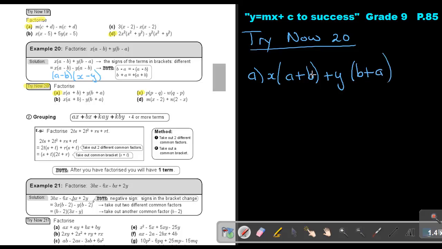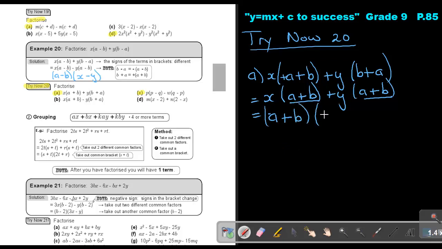Oh, don't let it catch you out. This is positive a, this is positive a. This is positive b, this. You don't have to change. If you really want, it's not necessary, but if you really want, you can just swap these two. Because if it's positive, it's not going to change. So then I take out that bracket, which will be a plus b, and then it will be x plus y. If you cancel, the x is left, and if you cancel, the y is left.